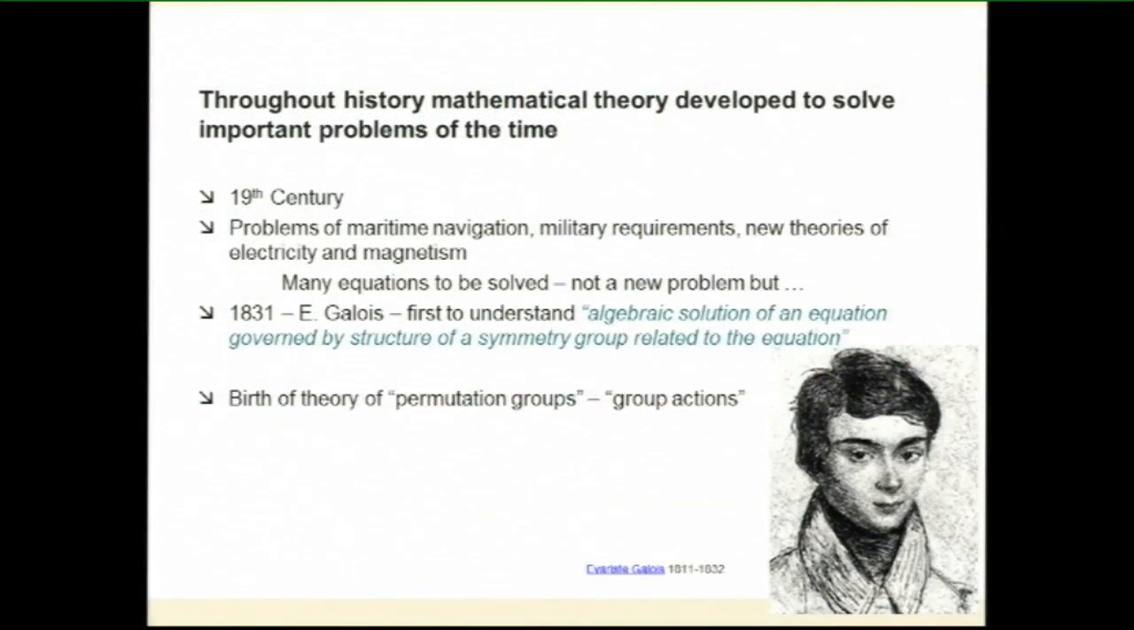Throughout history, mathematical theory has developed to solve the important problems of the time. In the 19th century, the problems were of, say, maritime navigation, military requirements, and new theories of electricity and magnetism to be explored. There were many equations to be solved, and that wasn't a new problem, but in 1831, the very young French genius mathematician Évariste Galois was the first to understand that the algebraic solution of an equation was governed by the structure of a symmetry group related to the equation. And this was the birth of the theory of permutation groups, or groups in action.